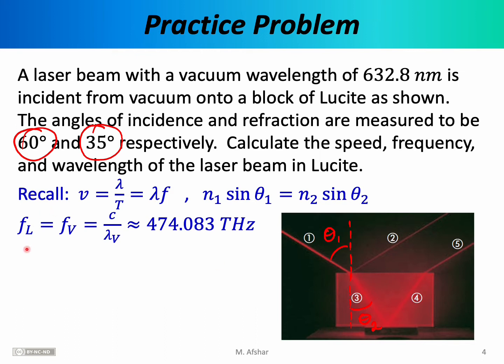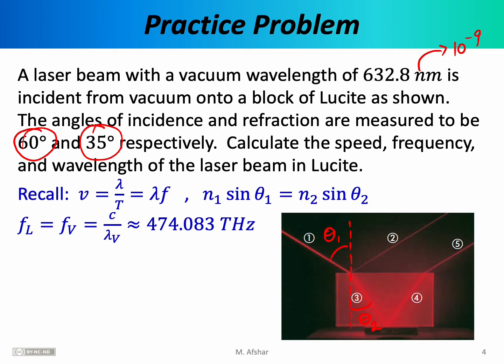Therefore, the frequency doesn't change, and calculating the frequency in vacuum is easy. The frequency is simply the speed in vacuum divided by the wavelength in vacuum. We know that the speed in vacuum is approximately 3 times 10 to the 8th meters per second, and the wavelength in vacuum is given to us as 632.8 nanometers. And of course, recall that the prefix nano indicates 10 to the minus 9.